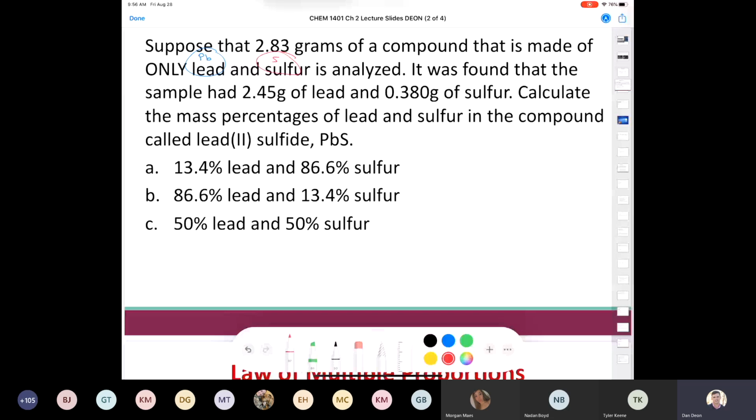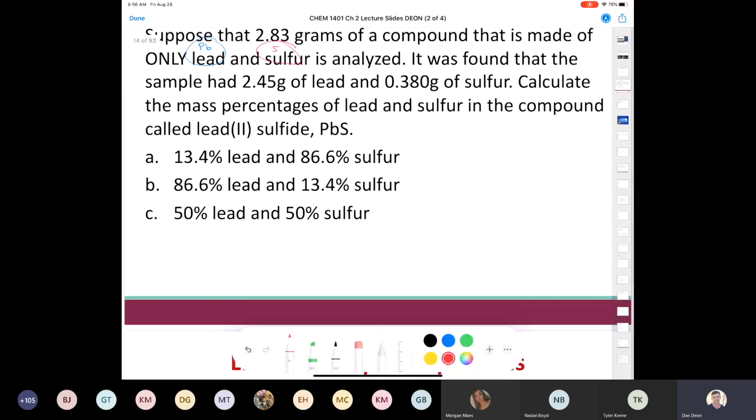They even tell us what the compound is. Anyhow, we don't even need that information to solve the problem, right? All I need to do is divide the masses of lead and sulfur by the total mass. So let's figure out what the percentage of lead is first, because all of the answers have lead listed first. The percent lead is going to be equal to 2.45 grams divided by 2.83 grams. Those units cancel. I'll multiply that by 100%.